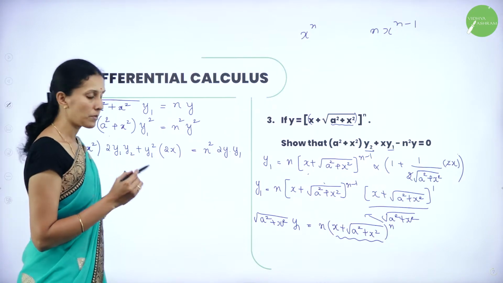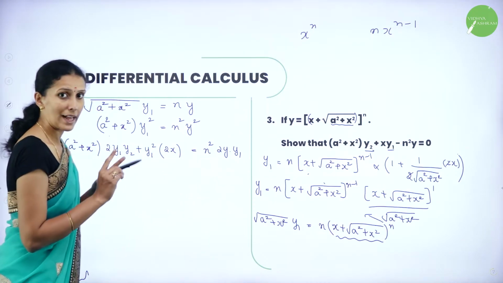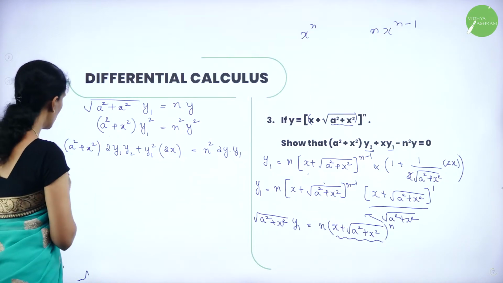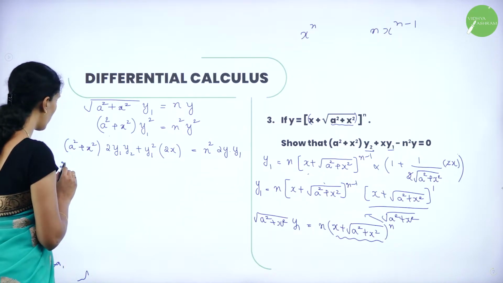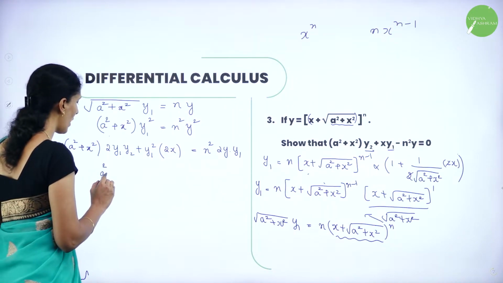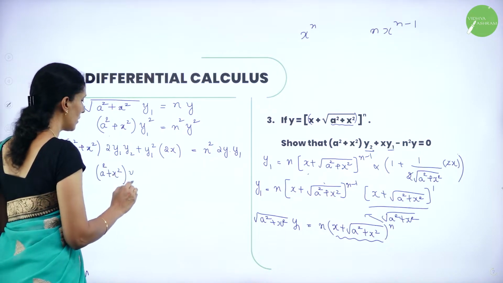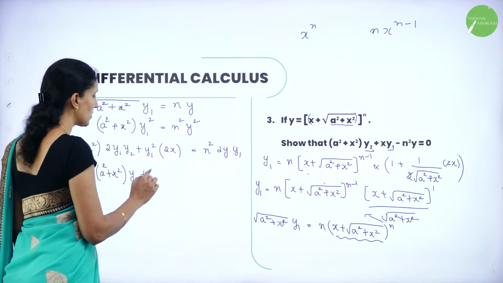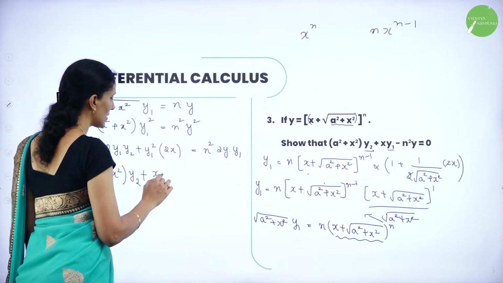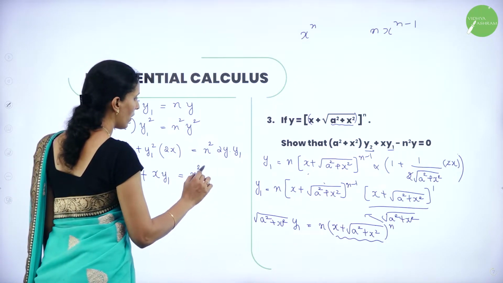So here you can observe the equation. You have 2y1 as a common factor on both sides. So here divide throughout the equation by 2y1. You are left with (a² plus x²) into y2 plus 2y1 is done. x into y1. And here you have n².